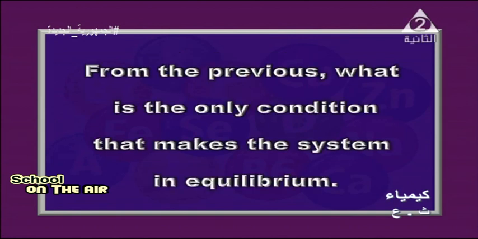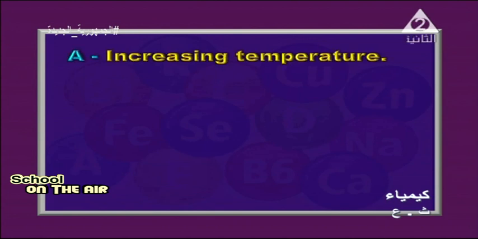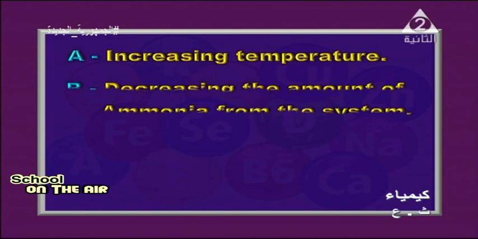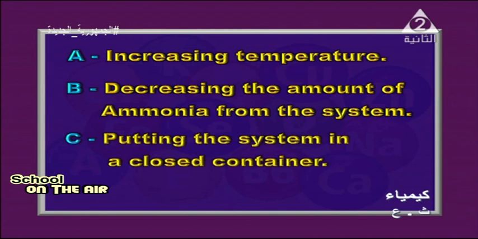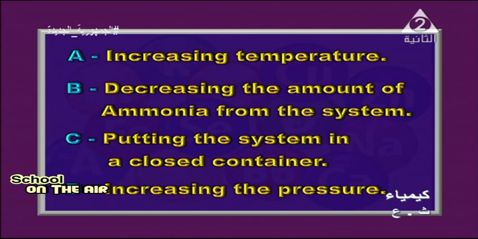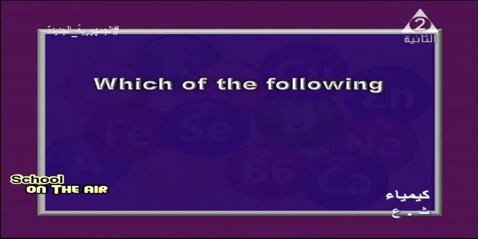Let's see this also. From the previous, what is the only condition that makes the system in equilibrium? Equilibrium system, yes, concentrate on the conditions. Increasing temperature, or decreasing the amount of ammonia from the system, or putting the system in a closed container, or increasing the pressure. Equilibrium, what does it need? I say putting the system in a closed container to arrive at the equilibrium system. It's good, my dear.